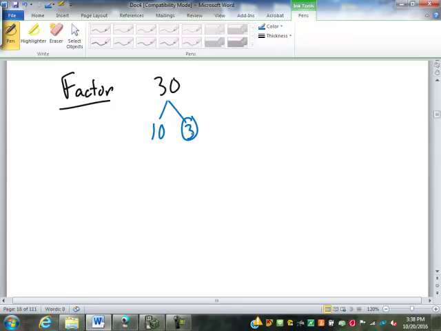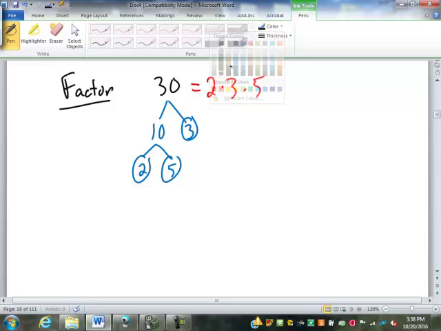Now the 3 is prime, so I'm going to stop there. But can I split up the 10 further? I sure can. 10 can split into 2 times 5. Those are both prime. Those cannot be split up. So my factoring of 30 is 2 times 3 times 5, putting them in order from smallest to largest. Those are the smallest pieces I could multiply together to get 30.